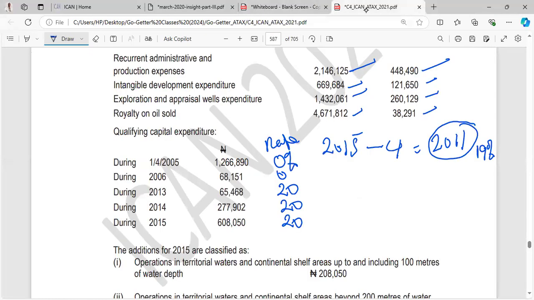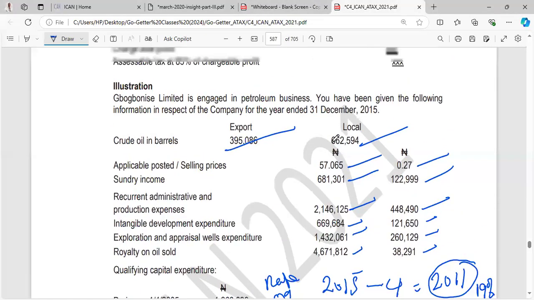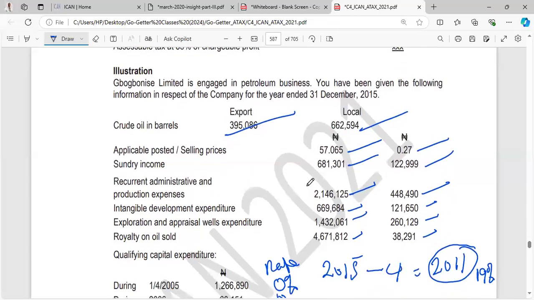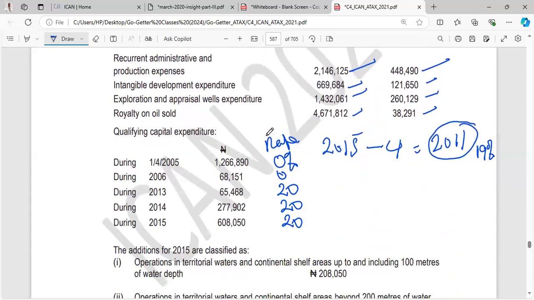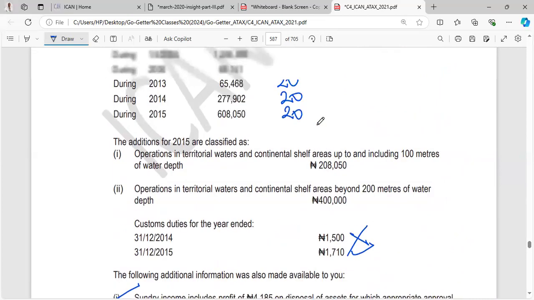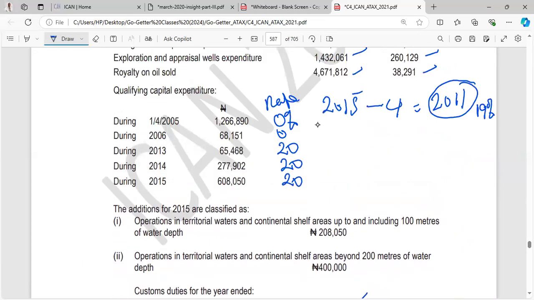And the next one, sorry, I want to tick all the things I've used. Custom, I've used this. I didn't use this. Okay, so I'm done with this. I'm done with this. I'm done with this. That's 2014. So I am on 2015.